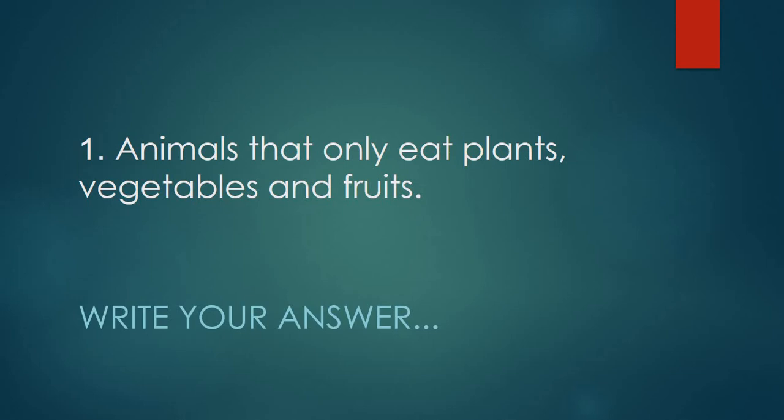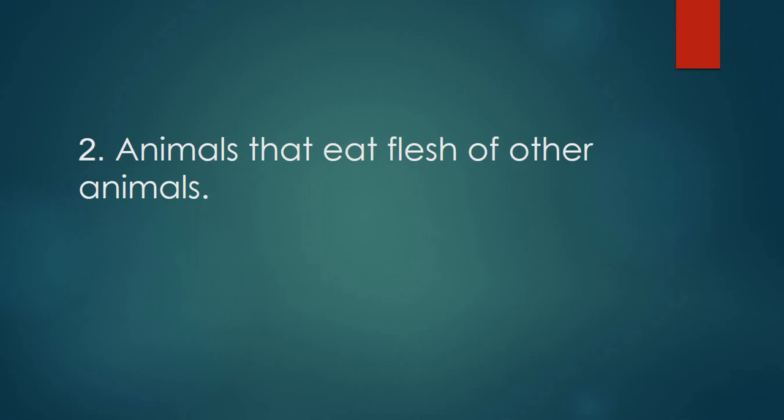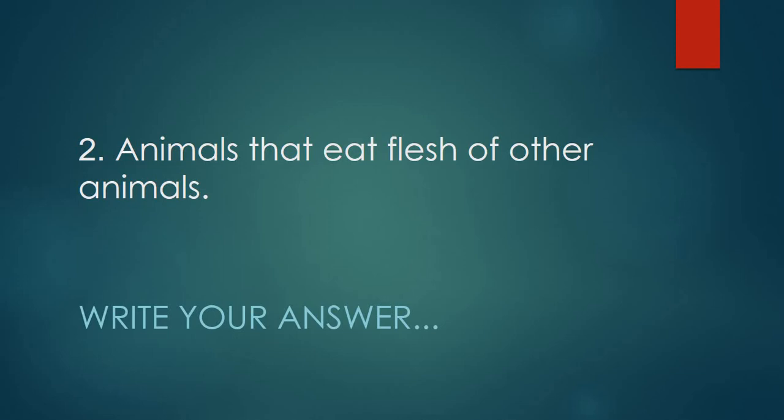Okay, I hope that you have written your answers. Let's see what the next question is. Next question is animals that eat flesh of other animals. I repeat the question. Animals that eat flesh of other animals. So which are those animals? Flesh of other animals means skin of other animals, or they kill, they hunt the other animals and they eat them. So kindly write your answers and check the spellings once you have written your answers. What do you think? Which are those animals?